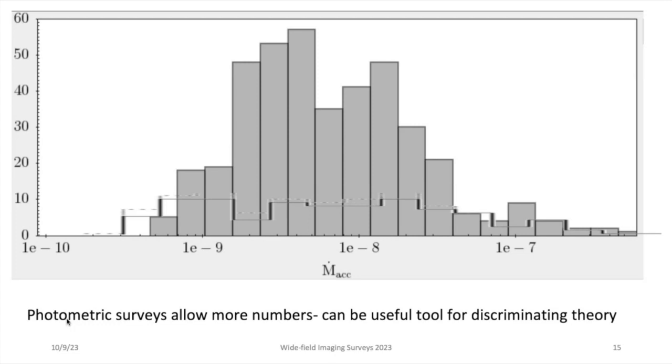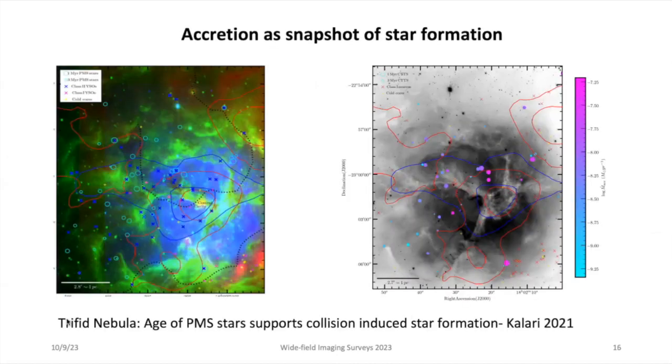So photometric surveys, even though they might not be as precise as spectroscopy, are an extremely useful tool to discriminate theory, especially in pre-main sequence evolution. And not only in that, as I said before, they can also be a snapshot of star formation. So here, for example, I show a picture of the Trifid Nebula.